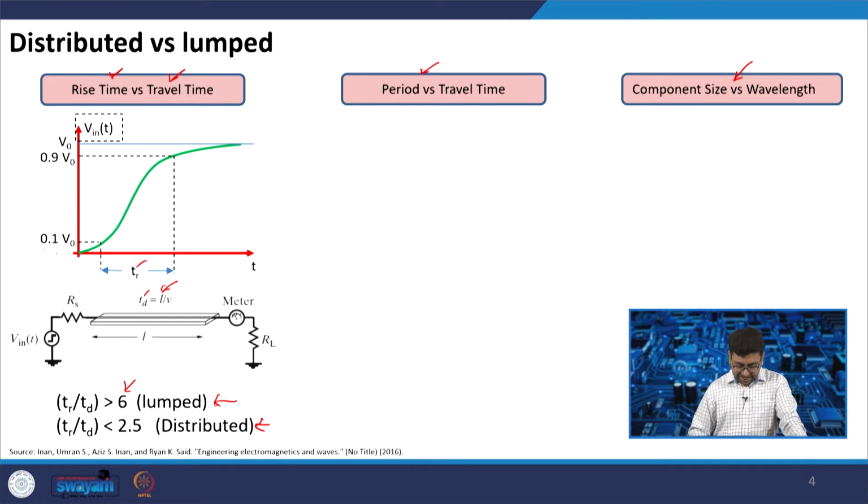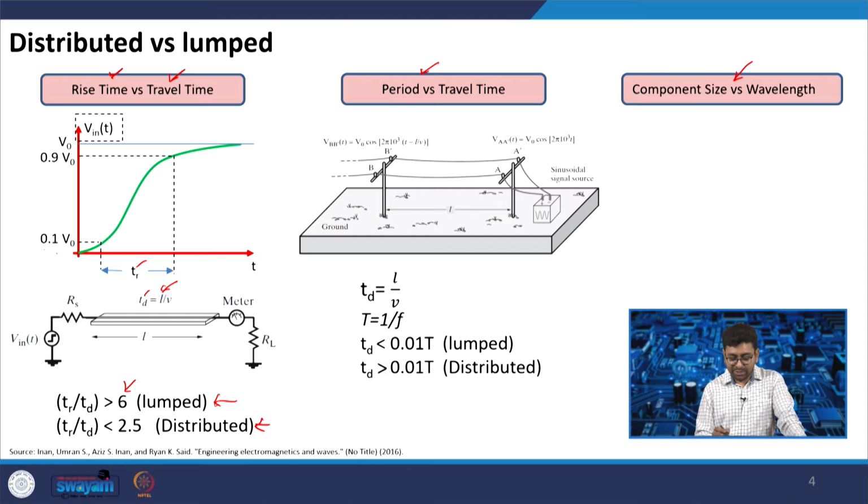Then there is another example, the period versus the travel time. This example is taken from the reference book, and here the transmission line is a normal telephone cable line, or let us say you can consider normal electric poles. Electric poles have a frequency of around 50 or 60 hertz, and you can find that your period is very high.